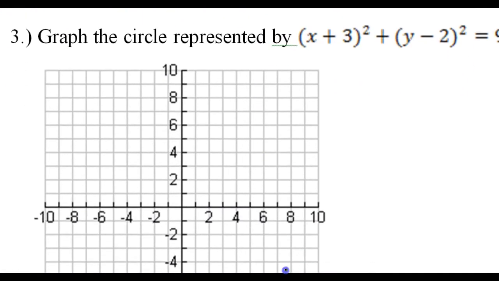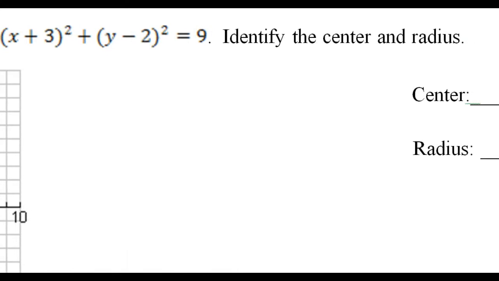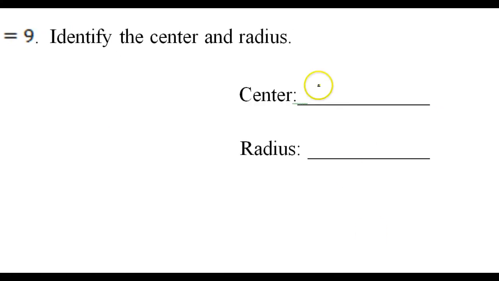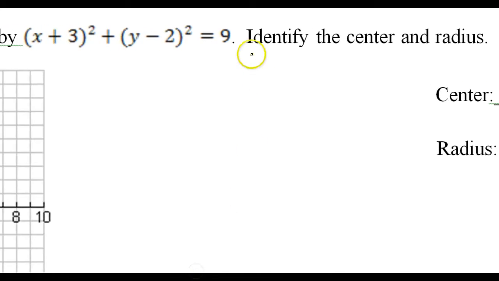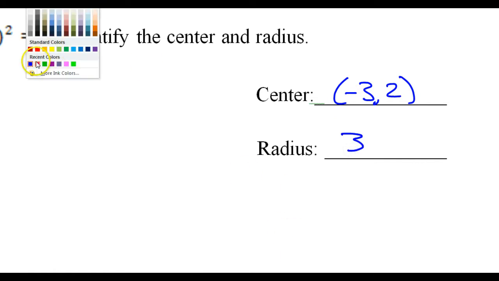Now looking at number 3, how would I graph this? Alright, and we need to identify the center and the radius to do that anyway. So this is going to be negative 3, positive 2 for the center. Okay, so there's my negative 3, positive 2. Now the radius must be 3, because this is the radius squared. Alright, so let's graph that.